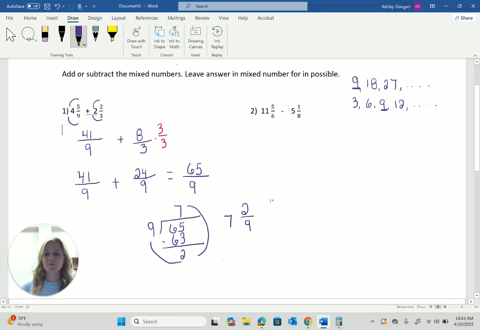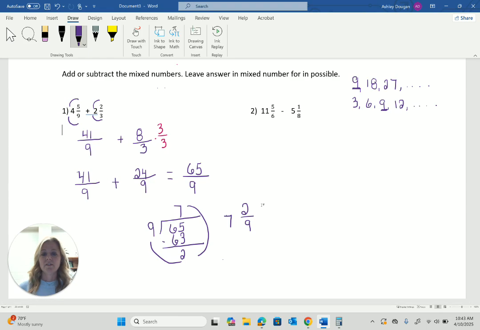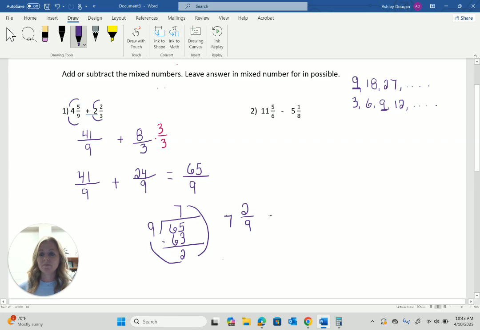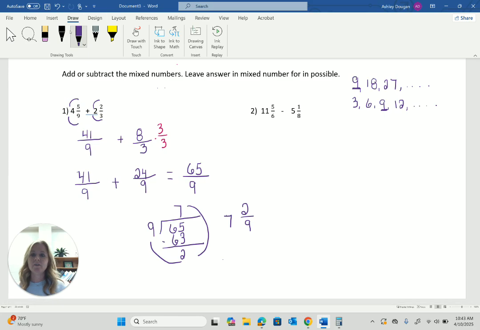I would need to make sure that my fraction 2/9 is in simplest form, and it is. There's no number that divides evenly into 2 and 9 other than 1. And so I know it's in simplest form. And then we talked a little bit in a previous video about how the denominators for your improper fraction and your mixed numbers should be the same before you simplify, and those 2 numbers are the same. So 7 and 2/9 would be my final answer.